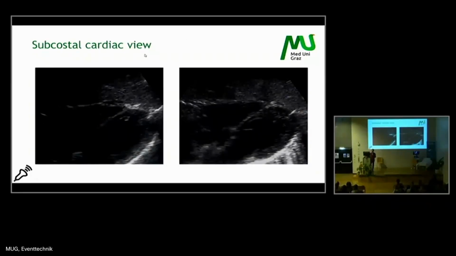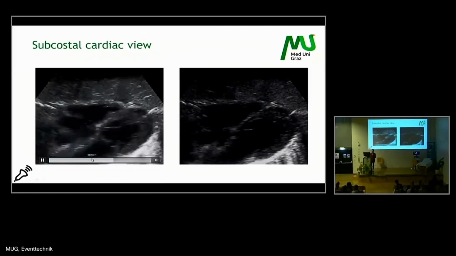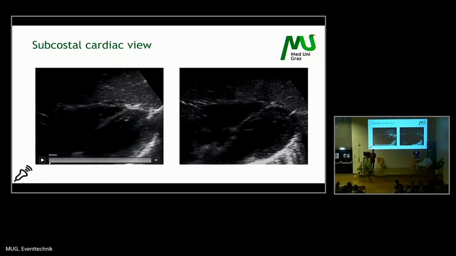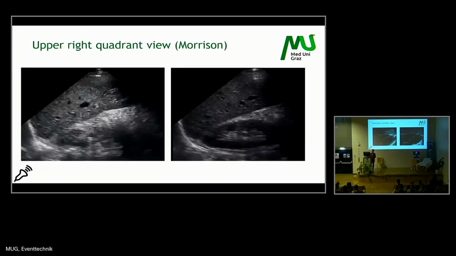We started with the subcostal cardiac view, a little video here. What you might see is a little bit of fluid right in front of the right ventricle. That is totally normal. So when you see a little bit of fluid around the heart, it isn't always something traumatic. It can be physiologic as well, depending on the age and the pre-existing conditions of the patients.